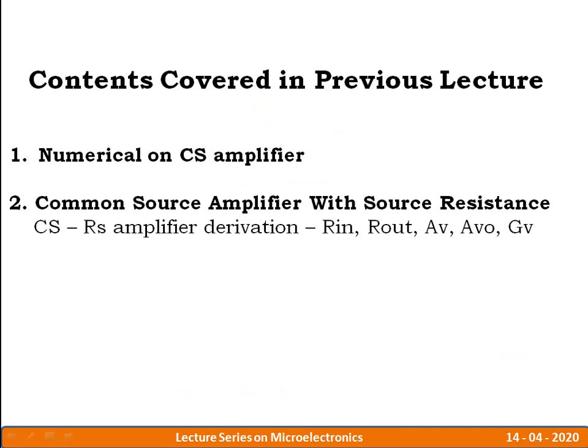Now these are the topics that we covered in the previous lecture. We did a small derivation about common source amplifier with source resistance in terms of its input resistance, output resistance, voltage gain with and without load, and overall voltage gain, and we did a small justification of its performance by solving a small numerical example with respect to common source amplifier configuration.